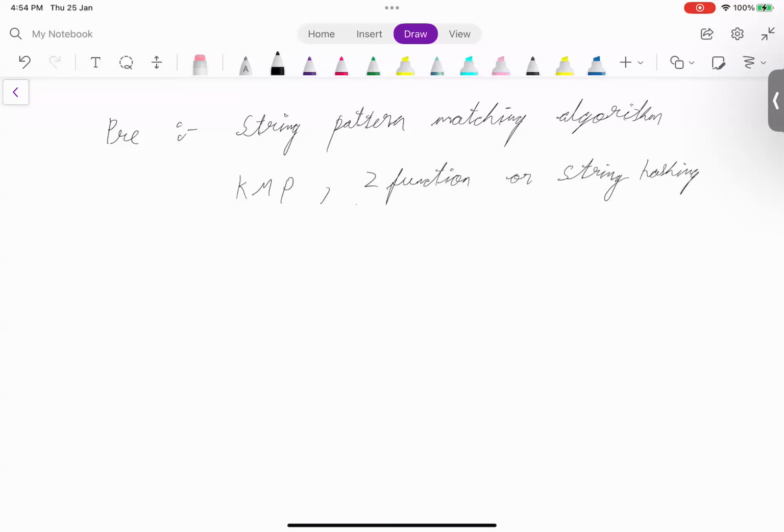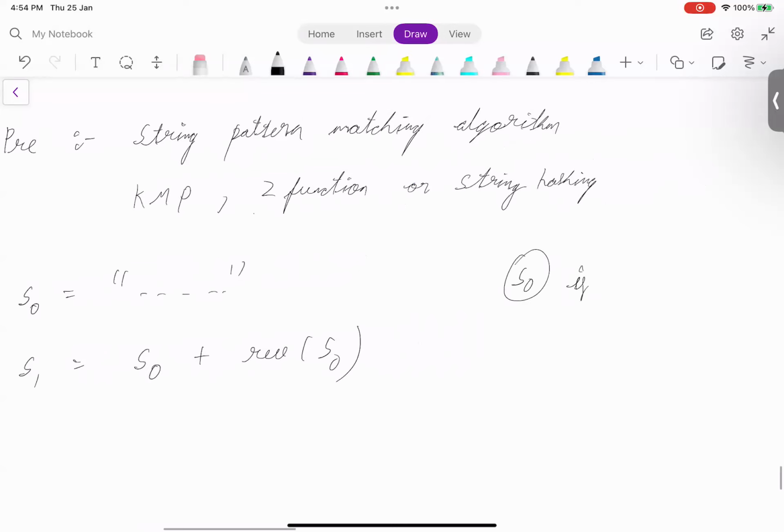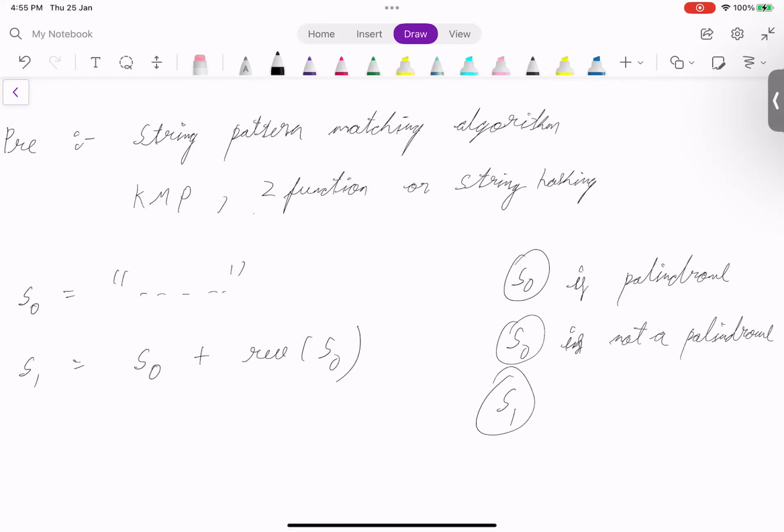Here, initially we are starting with S of 0, that is the initial string. And now in S of 1, we put S of 0 plus reverse of S of 0. The first observation here is, if S of 0 is a palindrome, then it's well and good. Otherwise, if S of 0 is not a palindrome, then for sure, no matter what S of 0 is, S of 1 will be a palindrome.